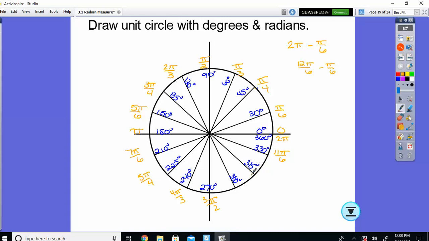Okay, for this one we subtracted 45. So 2 pi minus pi over 4. So 8 over 4 minus 1 over 4 is 7 over 4. 2 pi minus pi over 3. So 6 over 3 minus 1 over 3 is 5 pi over 3.